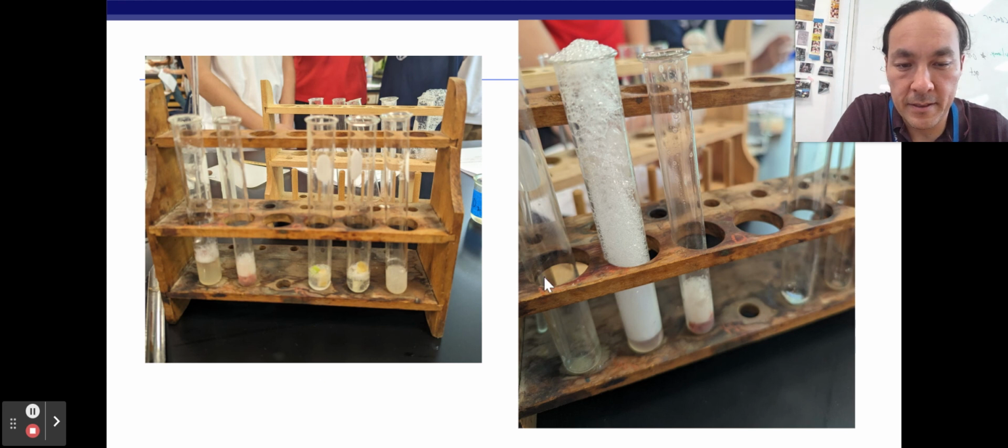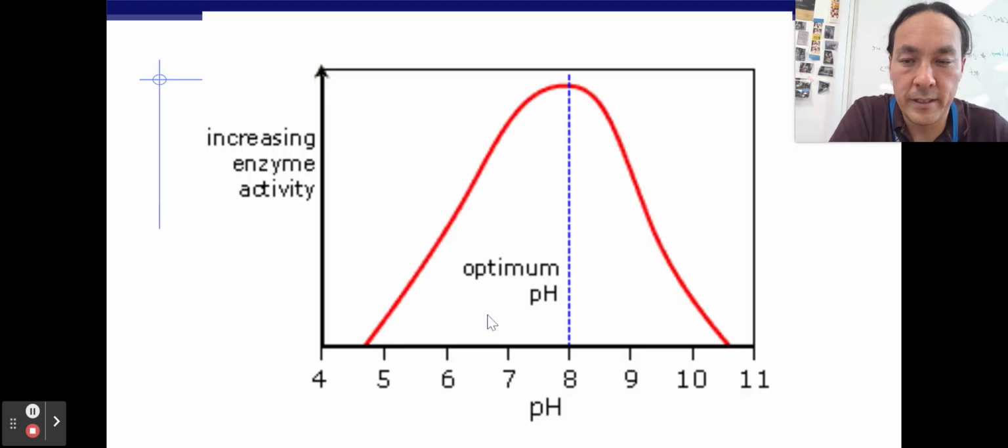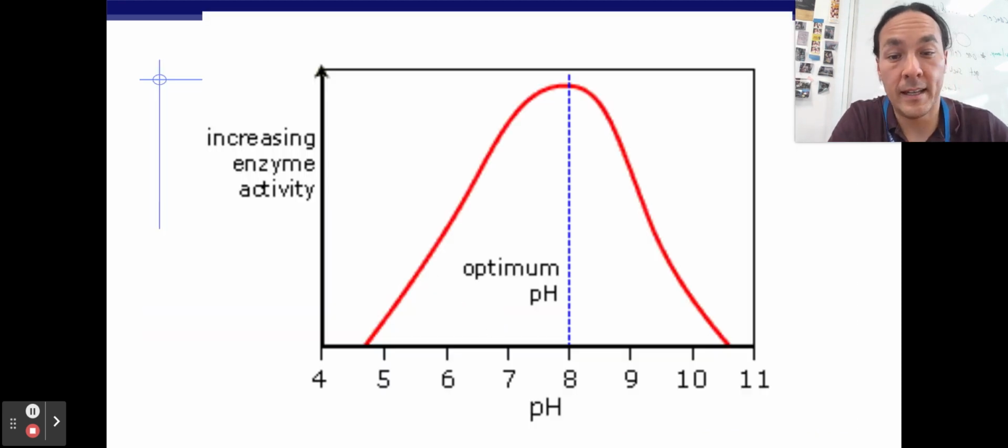Here was your lab, and so you saw that the liver had quite a reaction with the hydrogen peroxide. And then we saw that all living things had catalase in them as well. But if you boiled it, it didn't work as well. If you cooled it down, it didn't work as well. If you put it in vinegar, or if you put it in baking soda, it didn't work as well. And that shows you that there are things that affect the activity or the rate that an enzyme works.